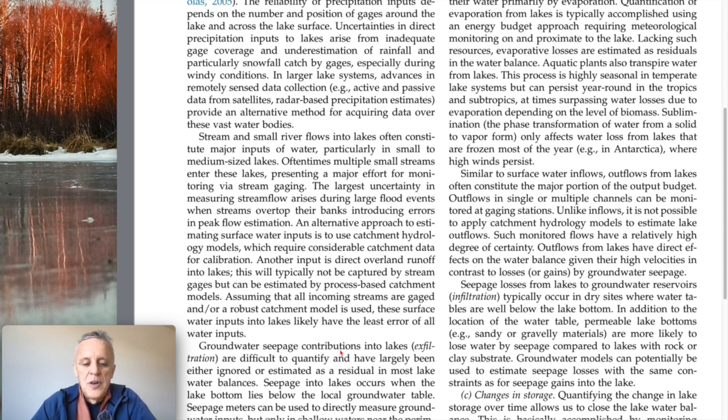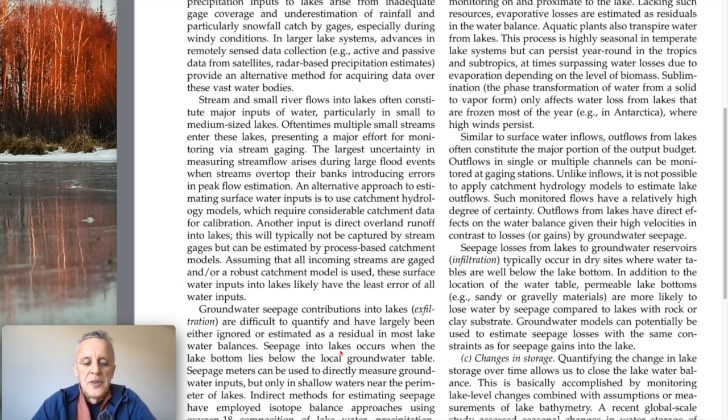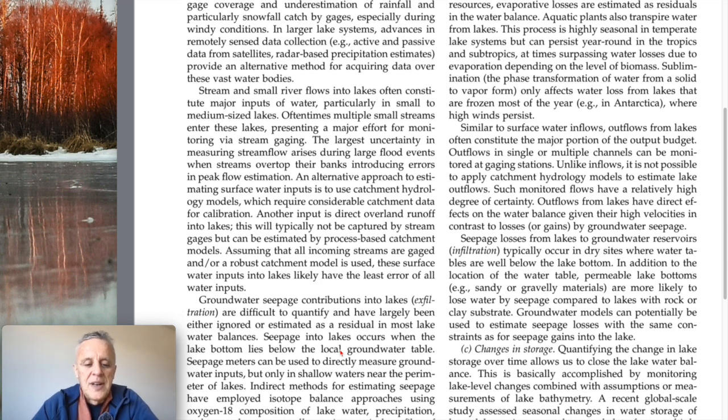An alternative approach to estimating surface water inputs is to use catchment hydrology models, which require considerable catchment data for calibration. Another input is direct overland runoff into lakes. This will typically not be captured by stream gauges, but can be estimated by process-based catchment models. Assuming that all incoming streams are gauged and/or a robust catchment model is used, these surface water inputs into lakes likely have the least error of all water inputs.